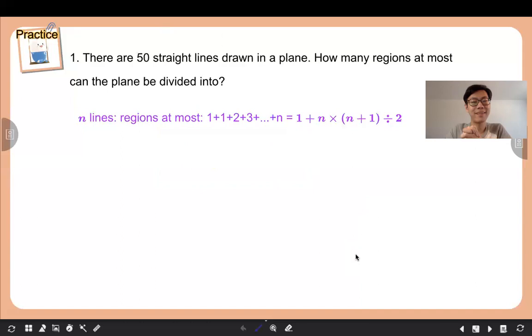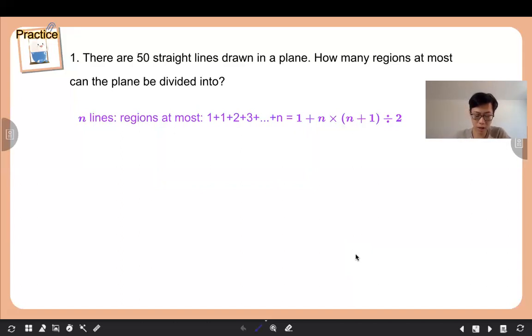Okay, time is up. So how many of you got the answer? Just raise your hand for me. Let me check. Okay, great. I see a lot of you got the answer. So let's check it out together. How should we do this? Here we have 50 straight lines, and I already gave you the formula here. So that's simple. We can just plug in.